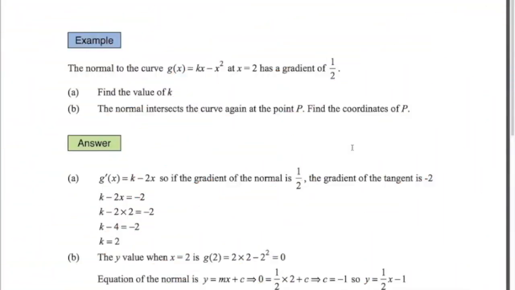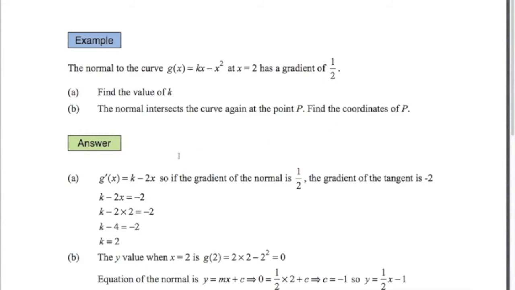Okay, second example here. The normal to this curve, g of x equals kx minus x squared, at x equals 2, has a gradient of a half. We want to find the value of k first. This is a little bit trickier. We've got a constant in the equation that we don't know, but I'm already telling you what the gradient is, and I've given you the point that this is happening at. Second part of the question: the normal intersects the curve again at the point P, find the coordinates of P.